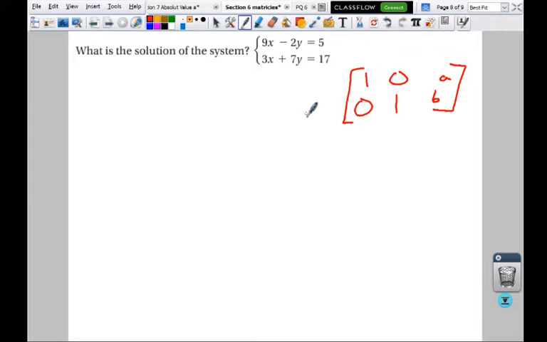Look at your bracket. My bracket. It's fine.